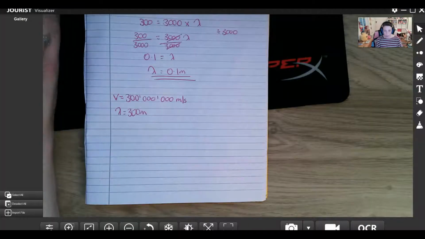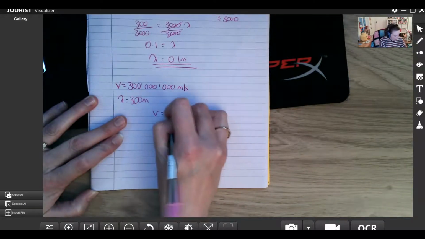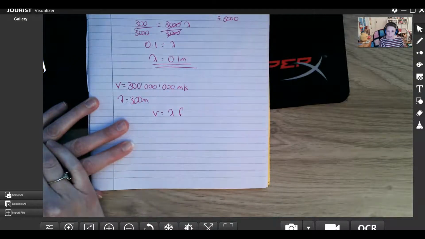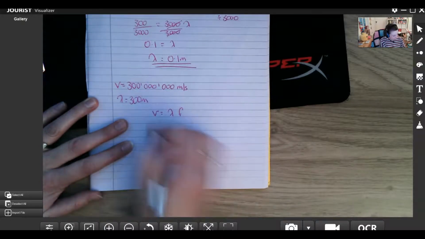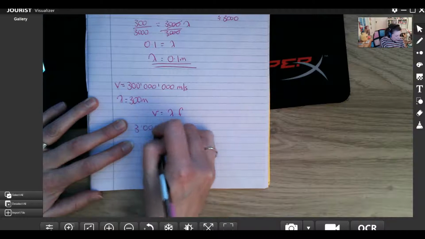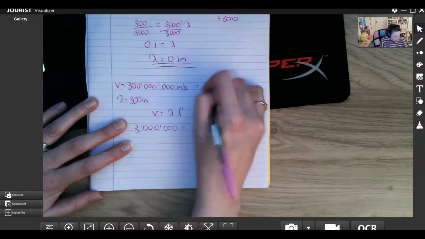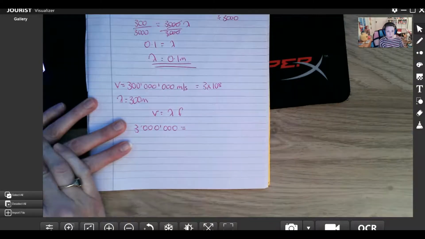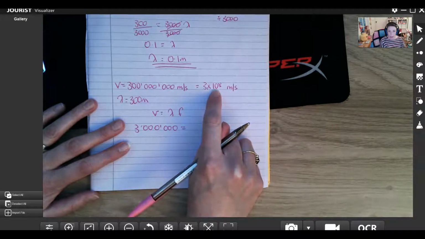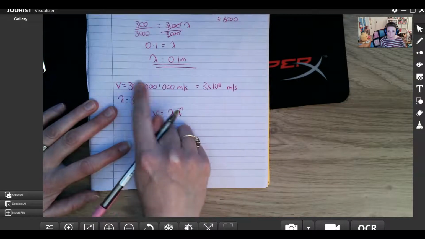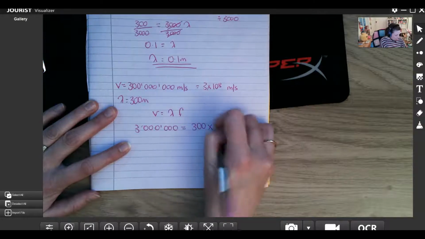So back to the visualizer, I've just written down the values here. So we know our velocity is equal to our wavelength times our frequency. So sub in the values that we know that the velocity is 300 million meters per second. Now you might get that in standard form. So if you got it in standard form, it would look like this, 3 times 10 to the 8. You'd get that maybe on higher. 3 times 10 to the 8 means 3 with 8 zeros after it. Okay, so 300 million equals our wavelength, which is 300, times our frequency.